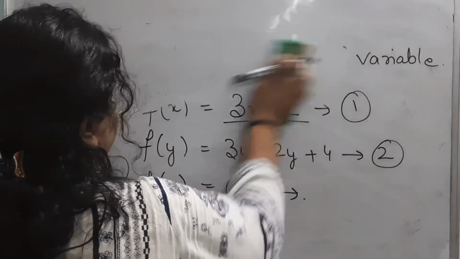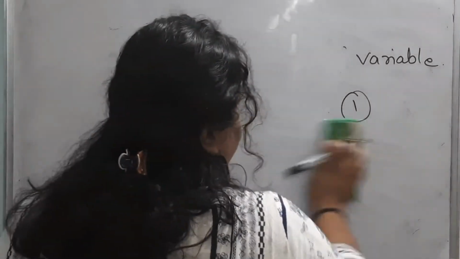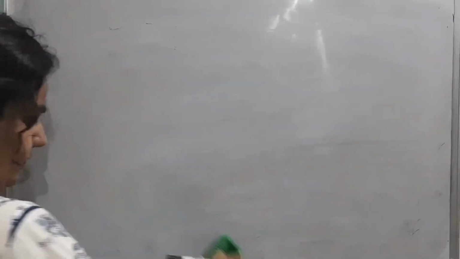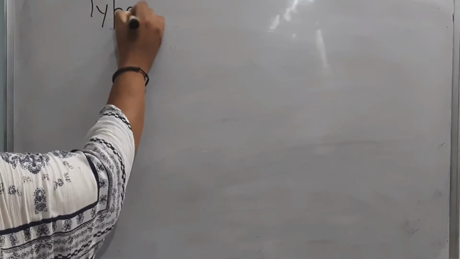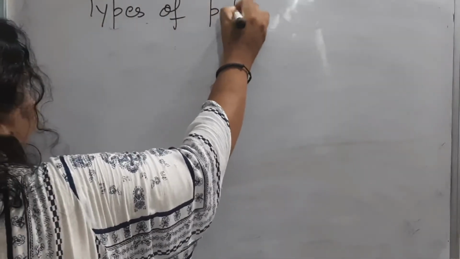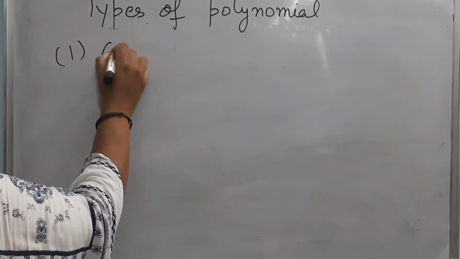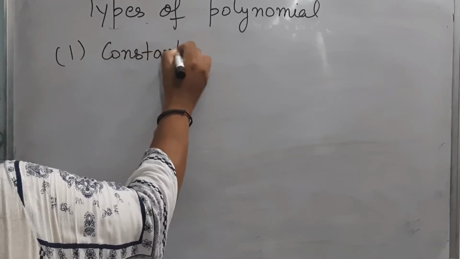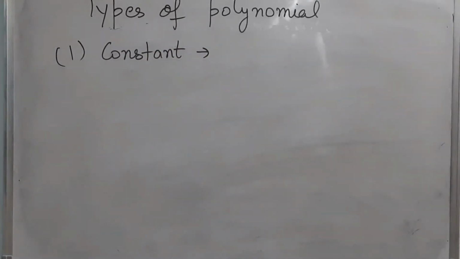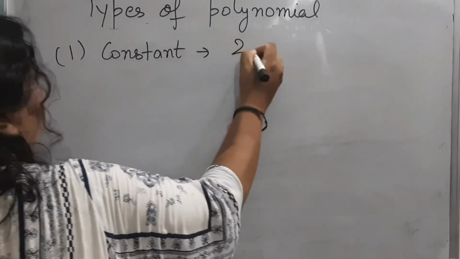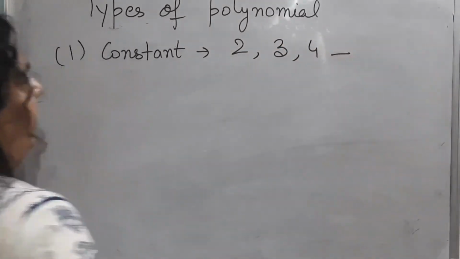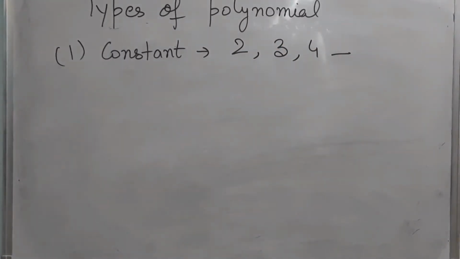Now, the next topic: types of polynomial. First, constant polynomial. What is a constant polynomial? Numbers like 2, 3, 4. The degree of the polynomial is 0. Where the degree of a polynomial is 0, that is known as a constant polynomial.